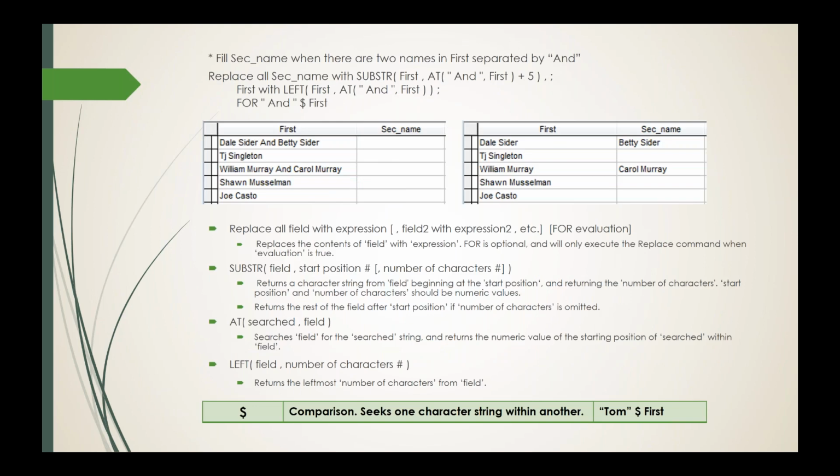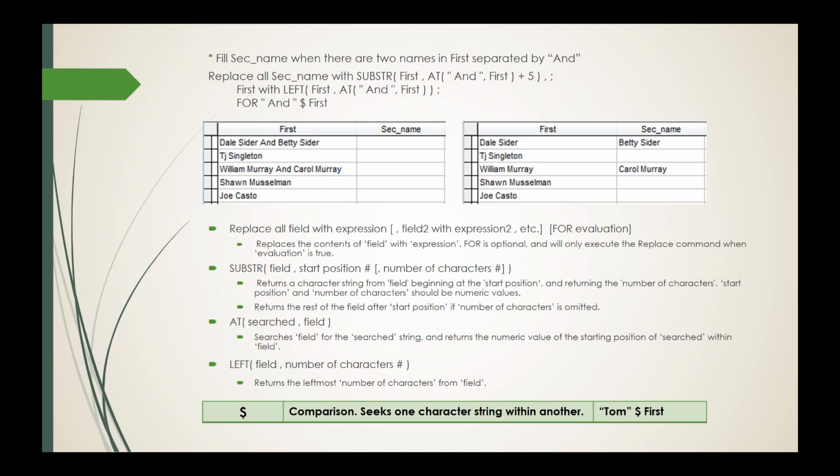Okay, so this one is a little bit more complicated command, but it is one that I have used as well. So let's say someone gives you a list and there are multiple names in that list, but each name is actually duplicated, or there's two names within the first field separated by and. So there you can see we've got Dale Cider and Betty Cider as our very first record, and you want to take that and split Betty Cider into a different name field if there's two names in first.